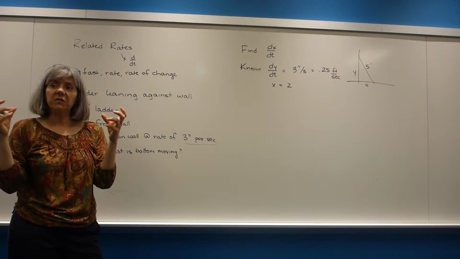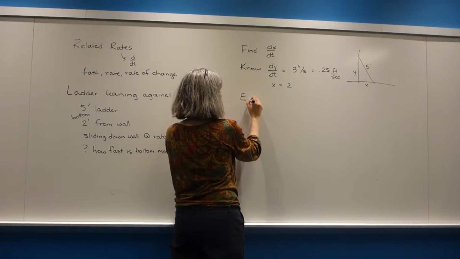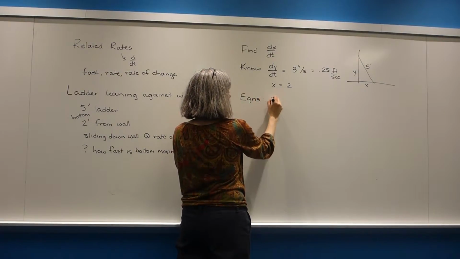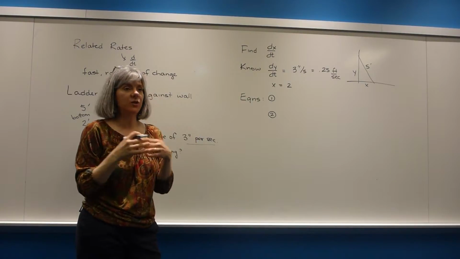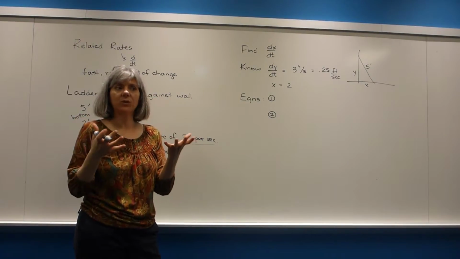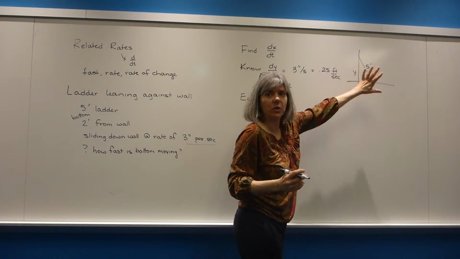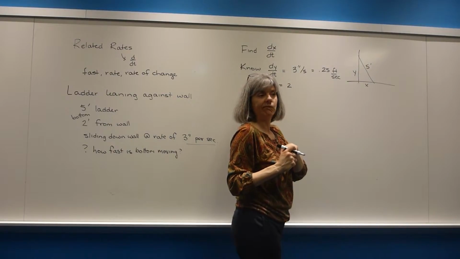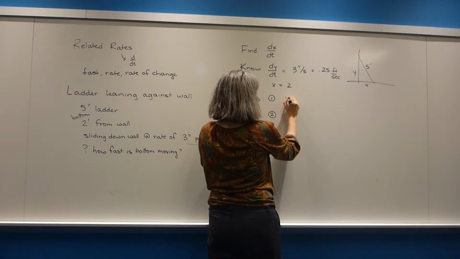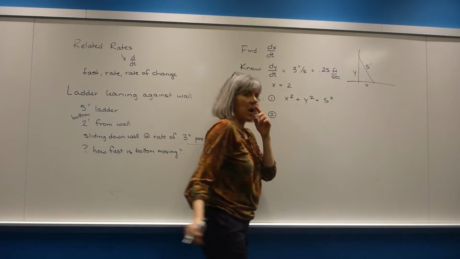The next thing you need to do is find equations that relate everything. So the first thing you need to do, you're going to write 2 equations. The first equation is going to relate the quantities. You can't relate the rates until you know how the actual quantities are related. So the first one will be to relate just from the picture, no derivative yet. So how do these relate? Yeah. Pythagorean theorem. It is really important.